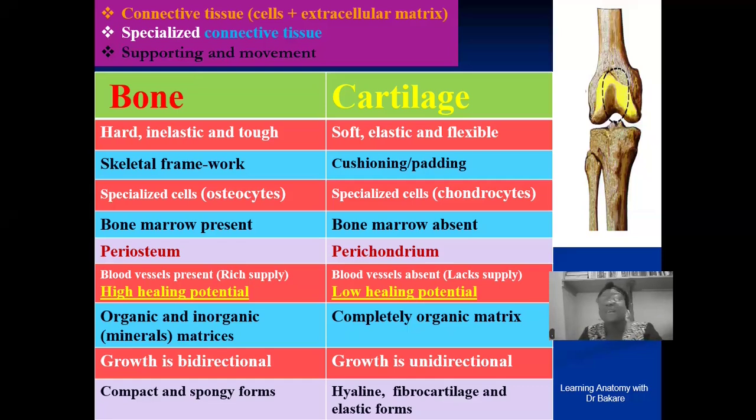Also, the growth pattern of these two structures is different. The growth pattern in bone is bidirectional, while the growth pattern in cartilage is unidirectional. This means that the growth pattern in bone occurs in two directions, while the growth pattern in cartilage occurs in just a single direction. If you also try to classify the different types that we have, for bone tissue, we have the compact and the spongy types of bone, while for cartilage, we have the hyaline, the fibrocartilage, and also the elastic form. So you see that they also occur in different forms.